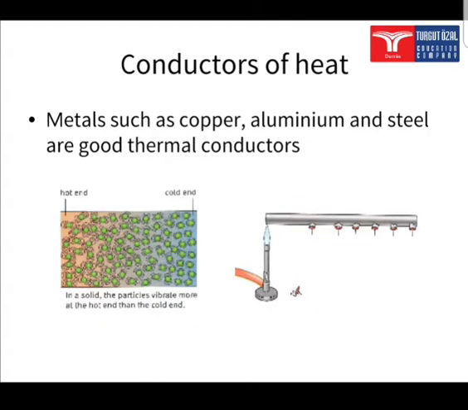Conductors of heat. Metals such as copper, aluminium and steel are good thermal conductors. And just as we said in the previous figure, it is shown here also that in solids the particles vibrate more at the hot end than at the cold end. Also in this figure here, if we put some nails on a metal rod and it is heated at one end, they start falling from the part near the hot source.